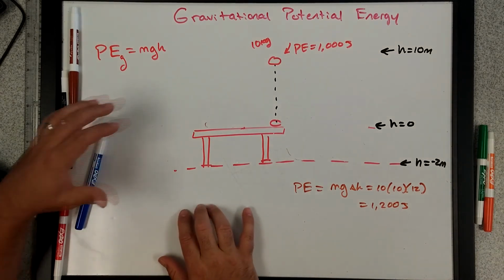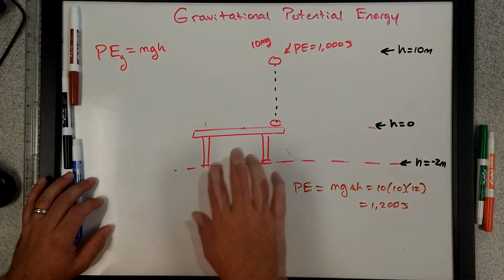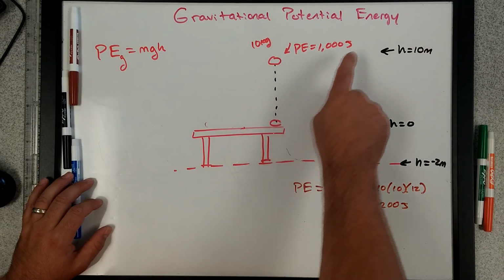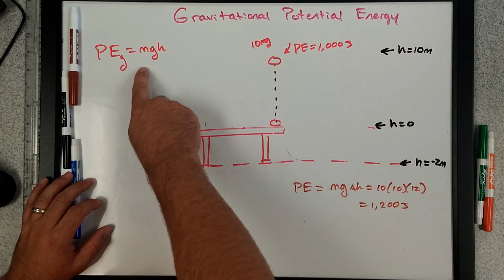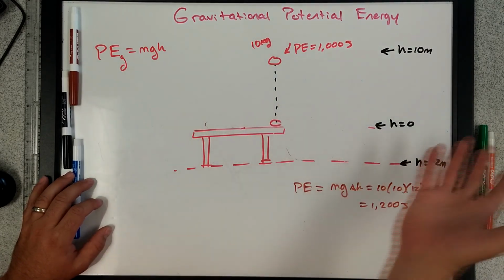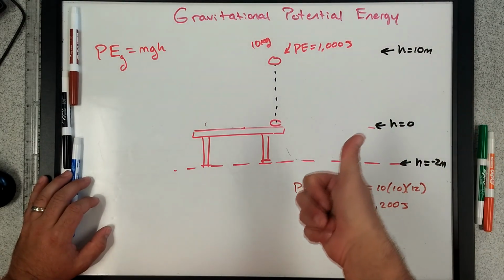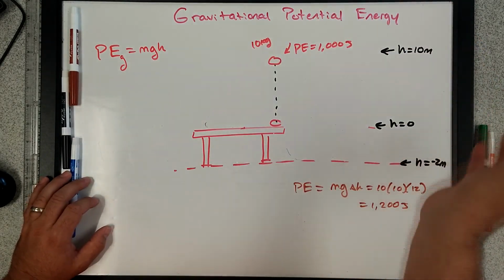Understand, once again, energy is scalar. Work was involved here. There's units of joules. PE gravitational is mgh. I don't think there's any more I've got to do here. I'm going to wrap this video up and I'm going to come back to PE in a future video.